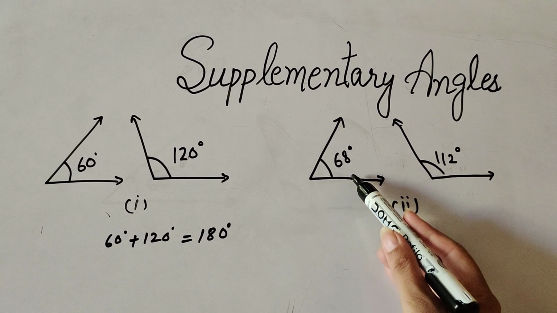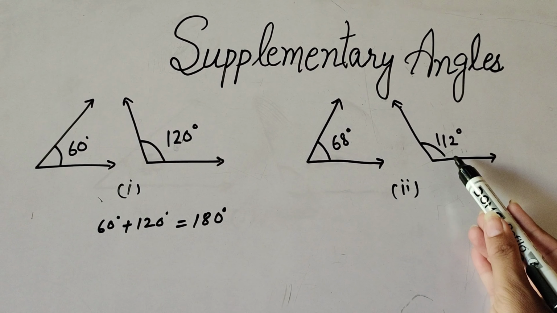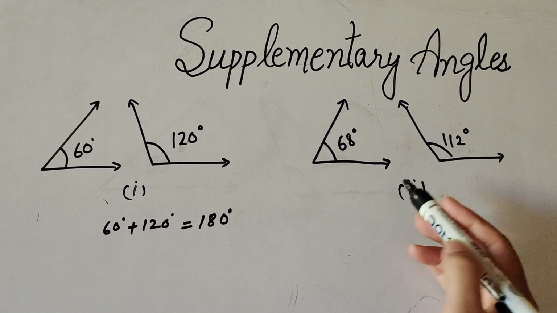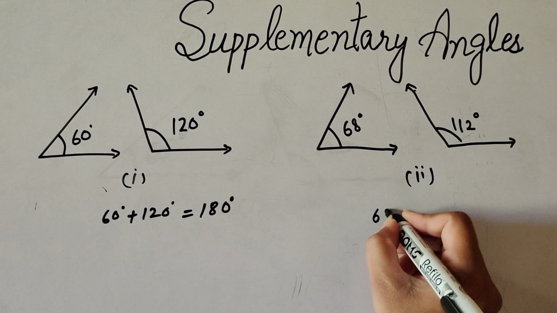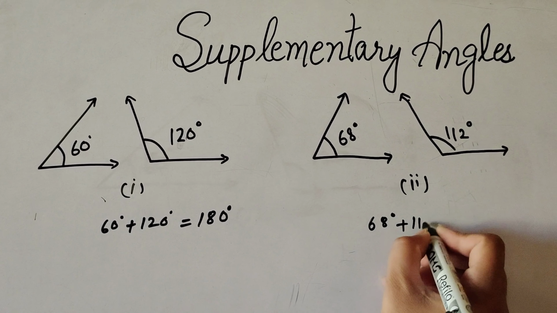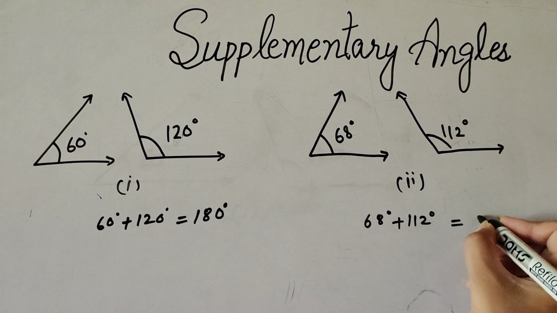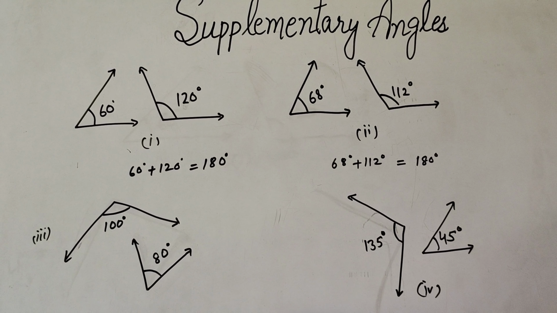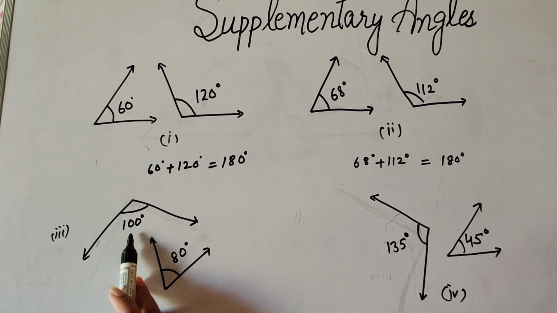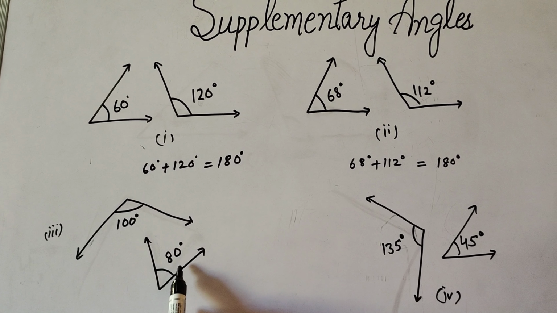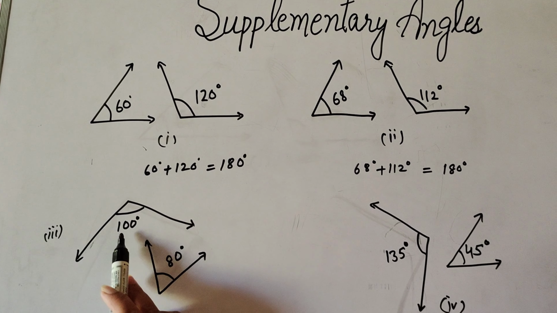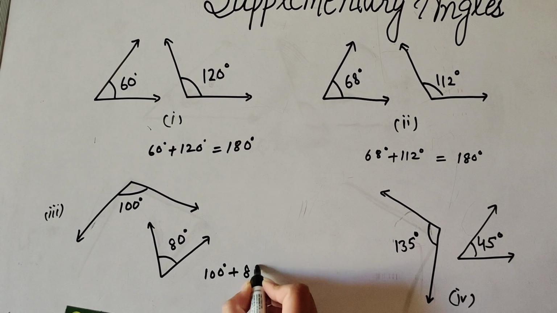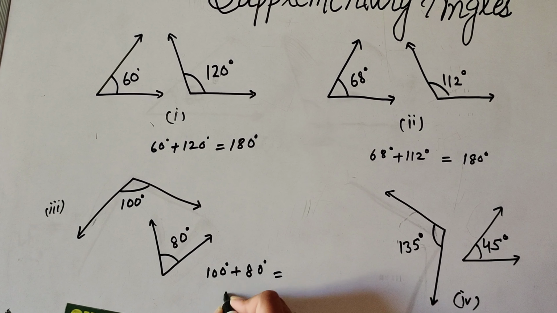In the second pair of angles, one angle is 68 degrees, second angle is 112 degrees. We add these two angles, 68 degrees plus 112 degrees. When we add these two angles, we get sum equal to 180 degrees. In this pair of angles, one angle is 100 degrees, second angle is 80 degrees. So we add these two angles, 100 degrees plus 80 degrees. It is equal to 180 degrees.